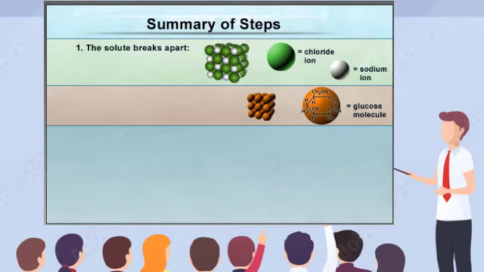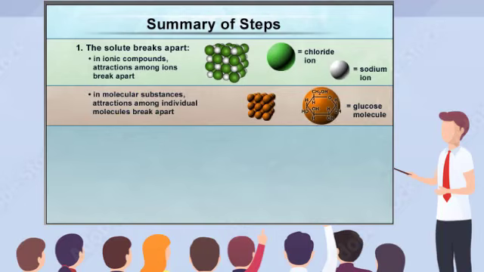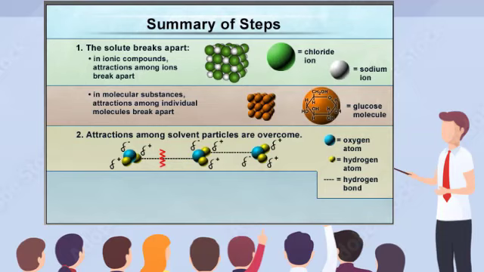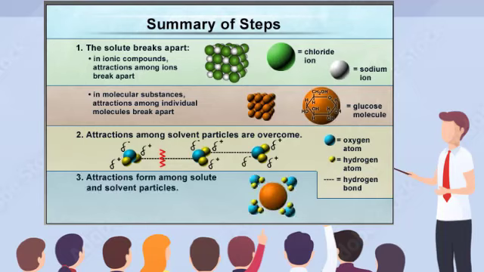If the solute is an ionic compound, such as sodium chloride, attractions among ions are overcome. If the solute is a molecular substance, such as the sugar glucose, attractions among the individual molecules are overcome. In a second process, attractions among molecules composing the solvent must be broken to provide space for the solute. In a third process, attractions form among the solvent particles and solute particles to form the solution.